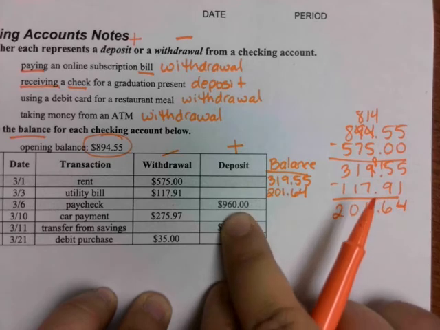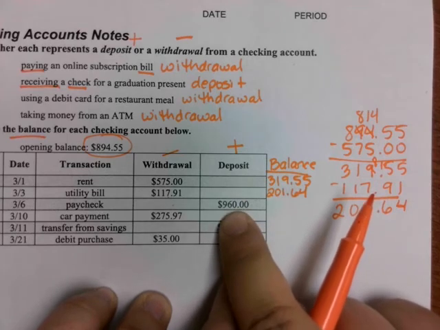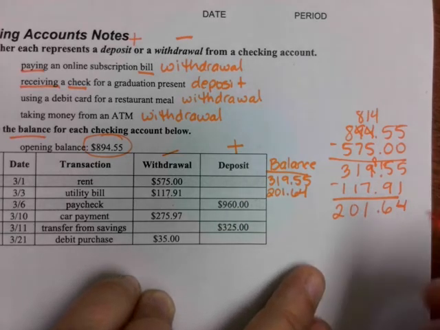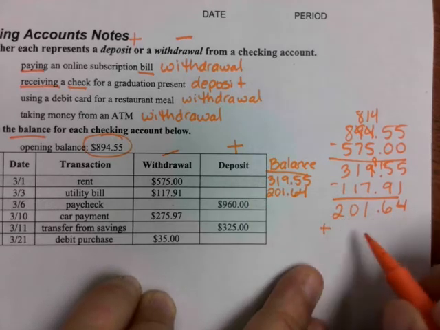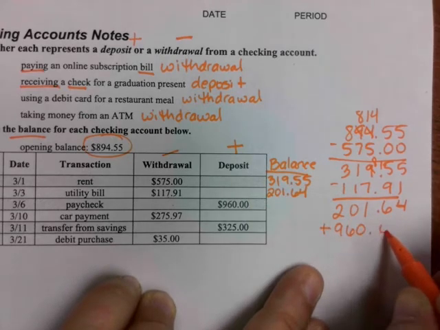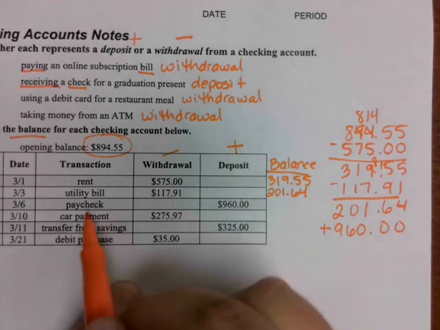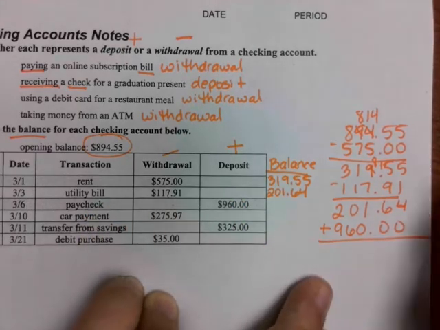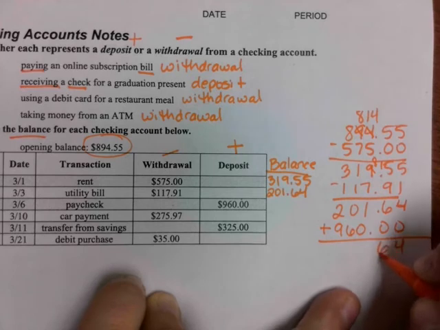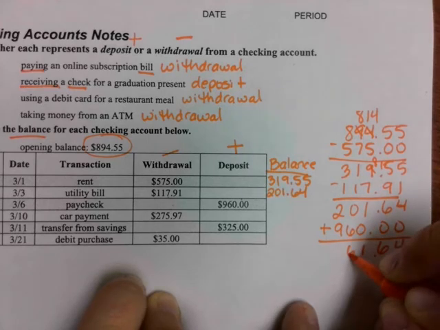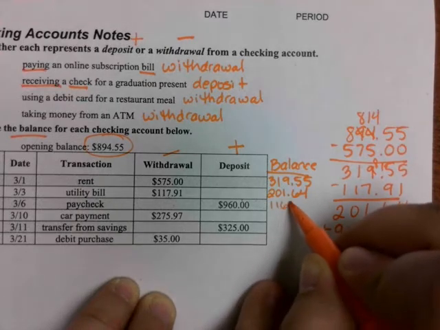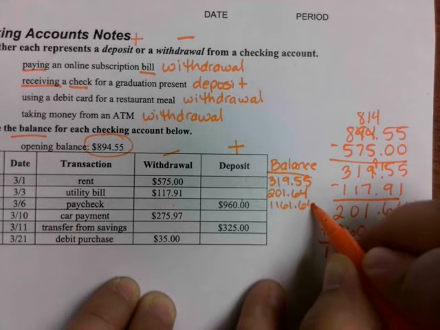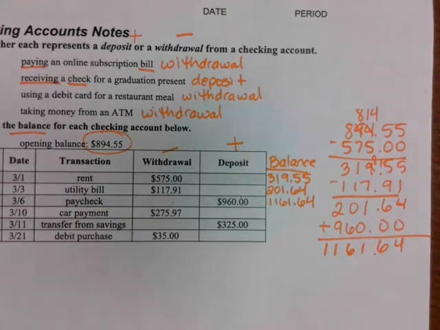And then the next thing, that's our balance now, but then they made a deposit of $960. So a deposit is adding money to that amount. So we're going to take his balance of 201.64 and add the 960. You can see here that was his paycheck. So $960 we're adding. 4, 6, 1, 6, and 11. So $1,161.64.